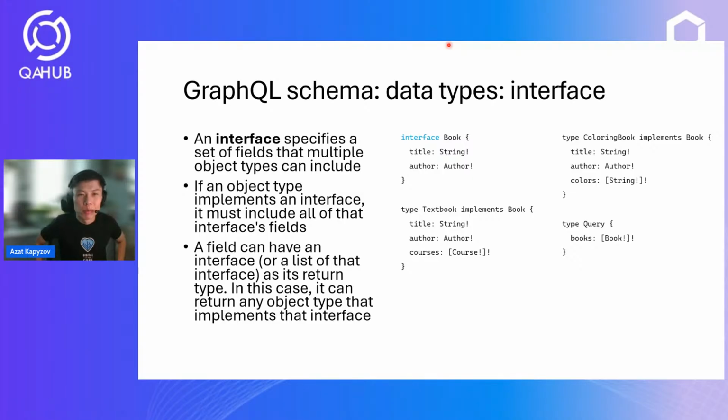Yeah, it sounds a little bit complicated, but let's try to see it on the example. So here we have interface, which is called book, and it has two fields, title and author. Title has string data type and author has author data type. Then we have another two types that implement this interface. The first of those is a textbook, type textbook. It implements type book, interface book.